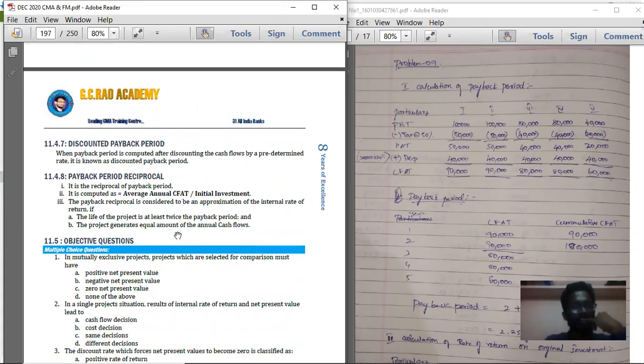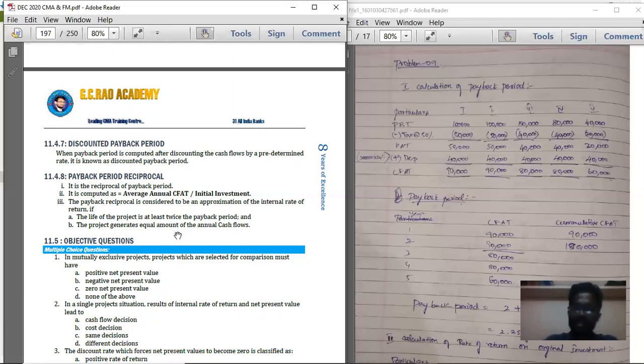And discounted payback period. How will you calculate the payback period? I gave you an example of 1 lakh rupees. Every month you are earning 5,000 rupees, so for a year you are earning 60,000 rupees, and your annual CFAT is 60,000. So 1 lakh is the total investment you made, divided by 60,000 rupees. So within 1.66 years you are getting back your capital as return. So this is payback period.